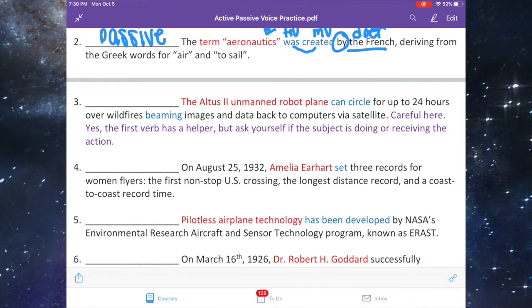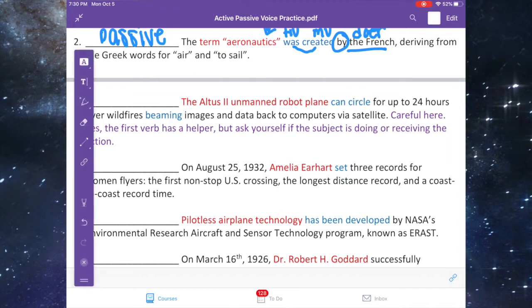Number three. The Aldous II unmanned robot plane can circle for up to 24 hours over wildfires, beaming images and data back to computers via satellite. So, here we have a helping verb and a main verb. But just because something has a helping verb and a main verb doesn't automatically make it passive voice. It's just that passive voice always has a helping verb and main verb. We really have to ask ourselves, is the subject doing the action or receiving the action? So here, the Aldous II robot plane is going to be circling, is going to be doing the action. So this is a tricky one because it has that helping main verb combo, but this is an example of an active voice sentence.